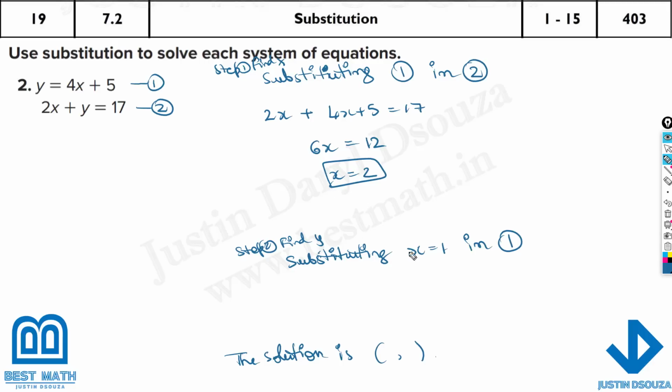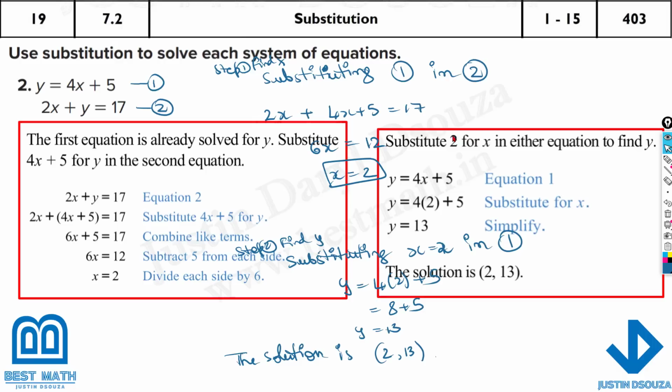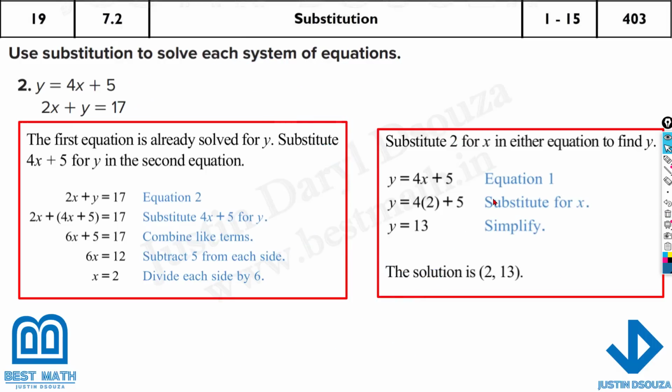Now you found the x value. So you need to put x is equal to 2 in equation 1. So y is equal to 4 times 2 plus 5. It will be 8 plus 5, that is 13. So y value is 13. So x is 2 and y is 13. That is the solution. So that's it. You can see it's 2 and 13.